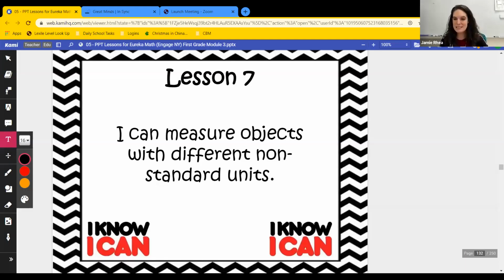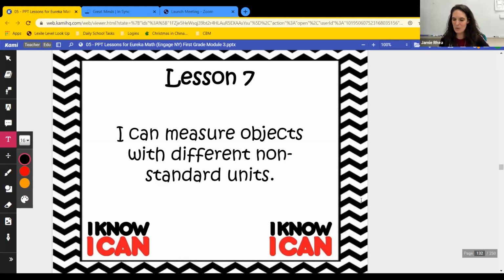All right, lesson 7: I can measure objects with different non-standard units. This is a standard unit. It is a centimeter. We use this on rulers. This is an actual standard unit. A paper clip is not a unit of measurement that we typically use when we're measuring things to build something. So it's called a non-standard unit of measure. Just like when we used the string to figure out the size of our wrist, that's a non-standard unit.